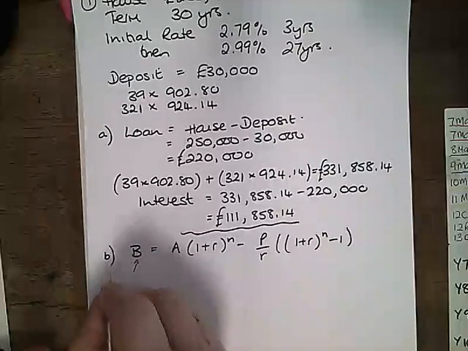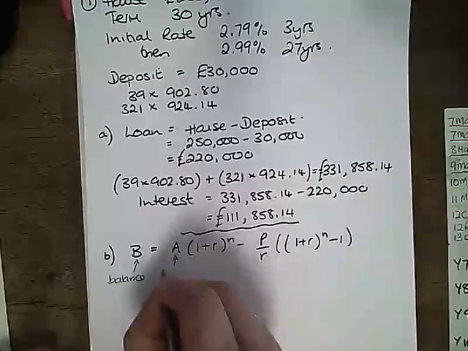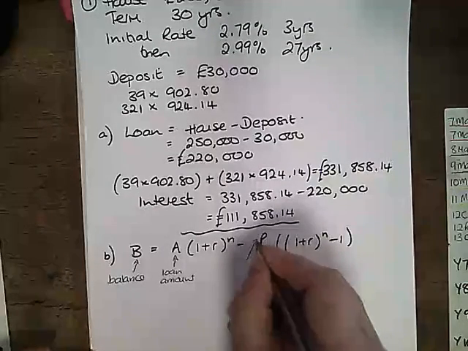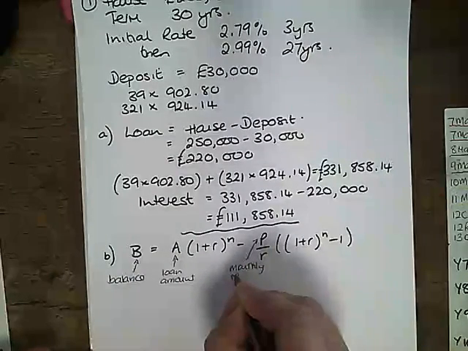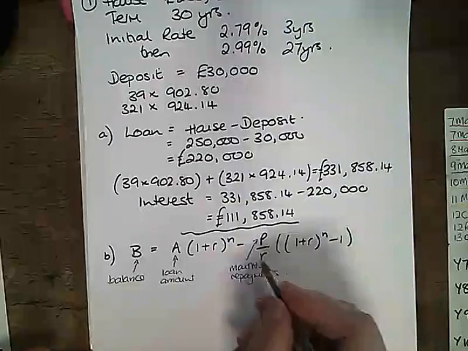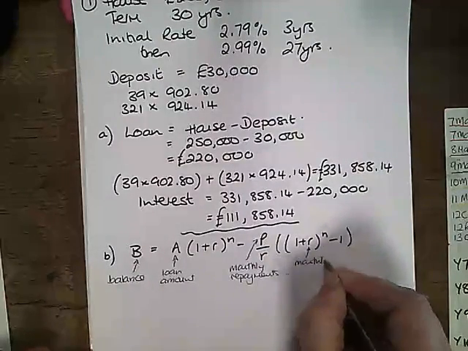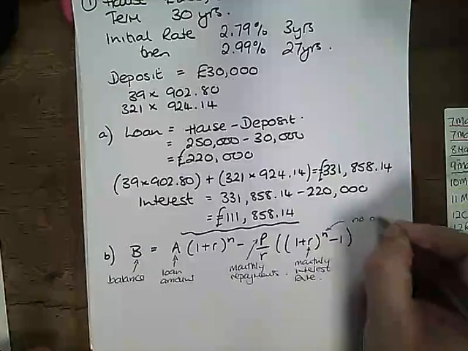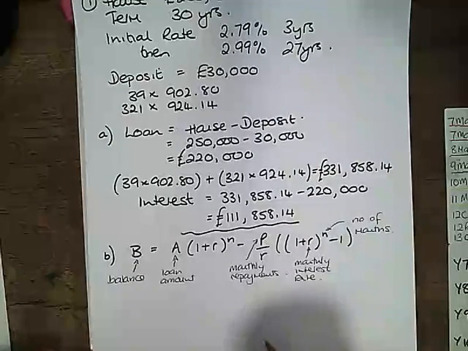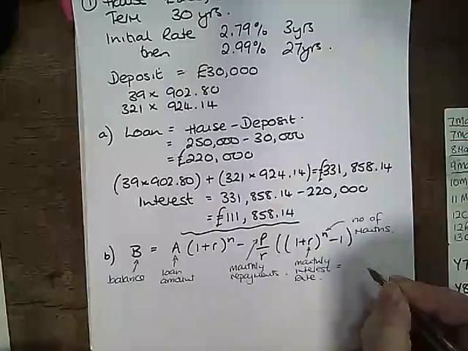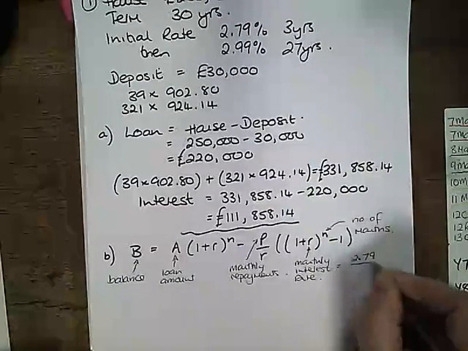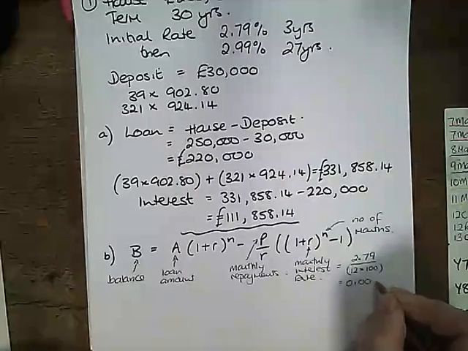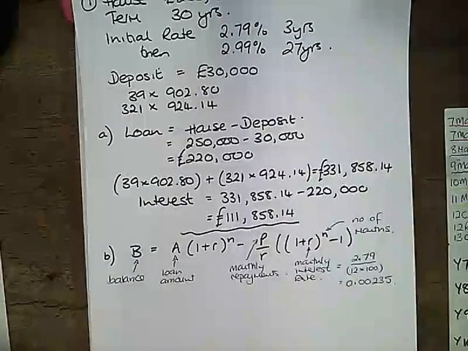So we've got the balance, that's what's left to pay, the loan amount, the monthly repayments, our R is our monthly interest rate, and our N is the number of months. Okay, now remember, to work out the monthly interest rate, we do the annual interest rate, which is 2.79 for that first 3 years, divided by 12 times 100. Okay, and that gives us a value of 0.00235. Okay, so that's the value we're going to use in our calculation.